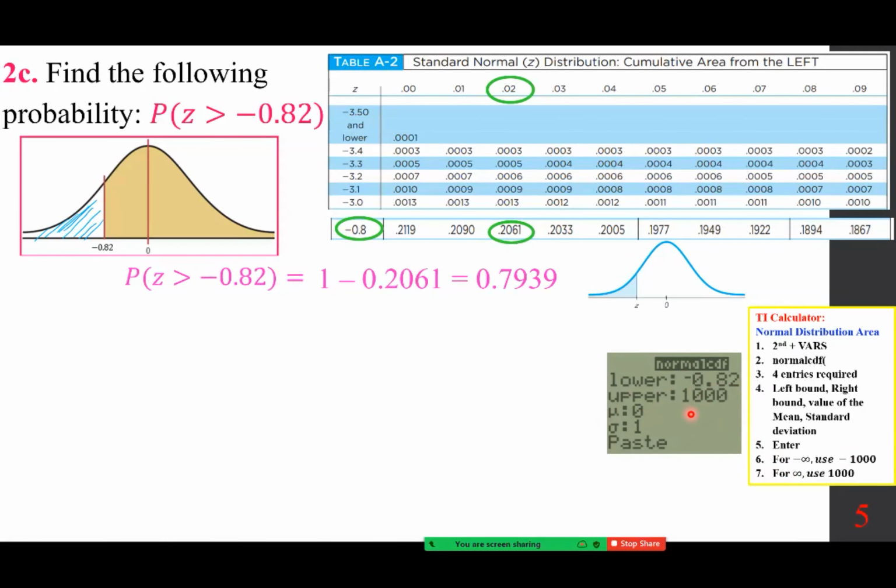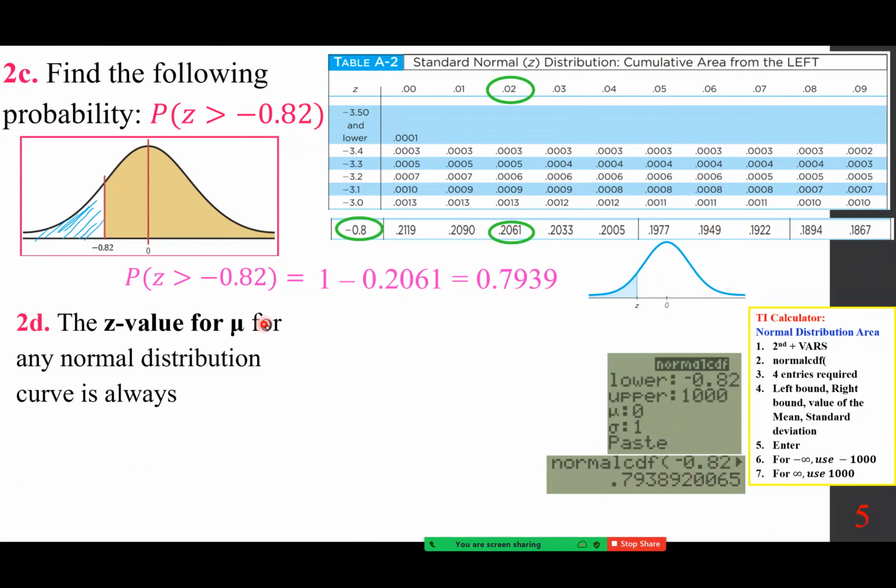Mu is 0, sigma is 1 because we're looking at SND. And that gives you the answer. And as you can see, it's very close to what we have. Again, we have a better, more precise answer with more decimals.